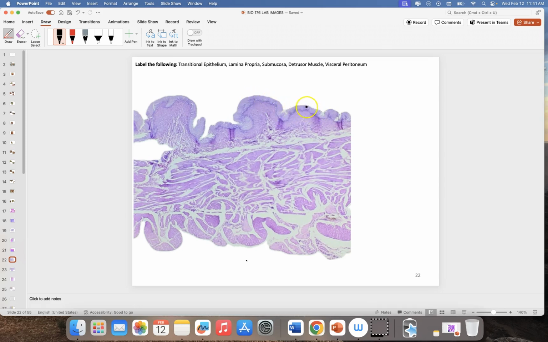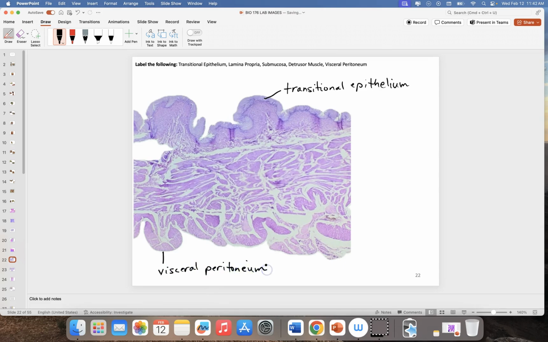We can also visually take a look and see characteristics of that transitional epithelium as well, that specialized stratified squamous epithelium that expands that we talked about in A&P 1. I'll go ahead and mark this then as our transitional epithelium. And then that means on the opposite side, that's where we're going to have our visceral peritoneum.